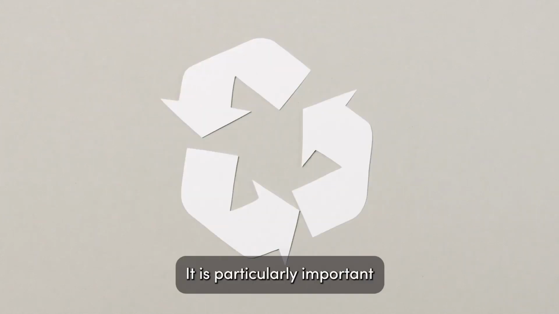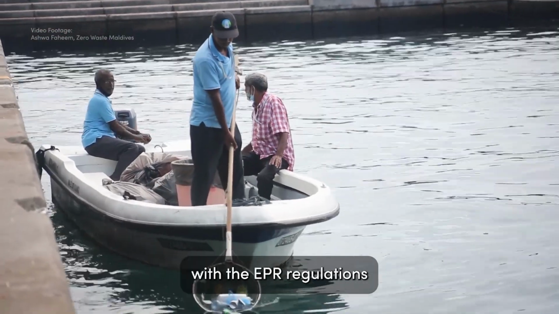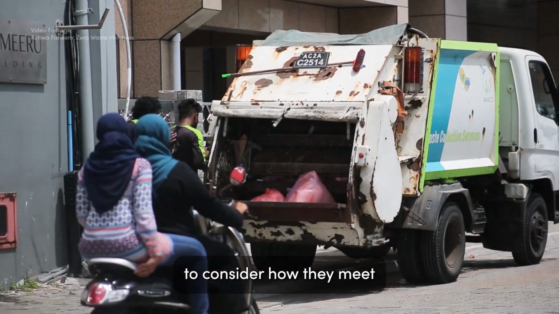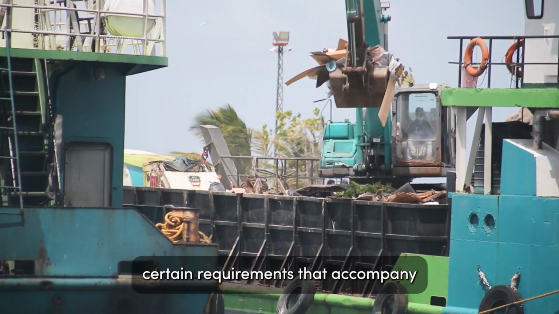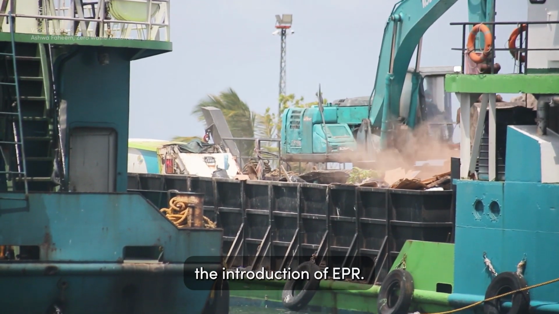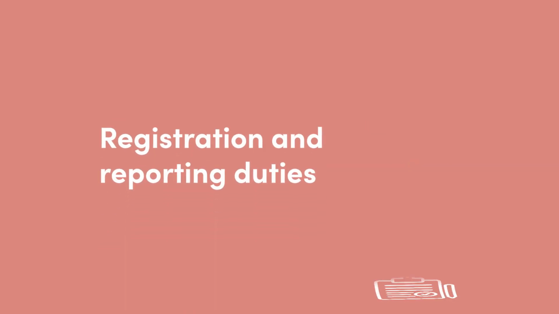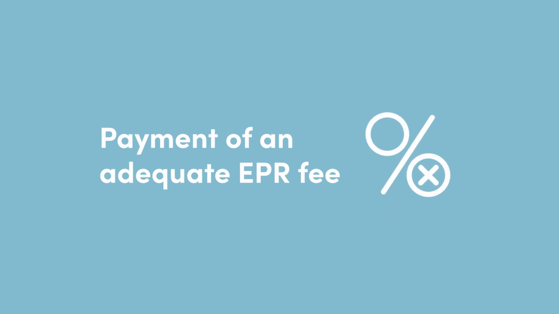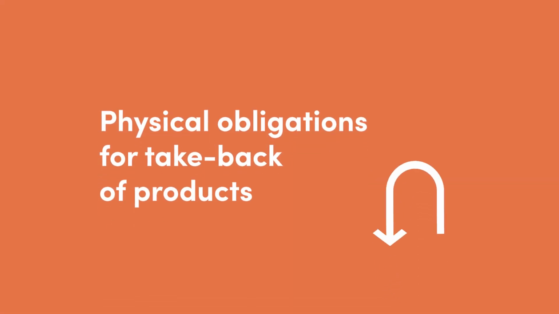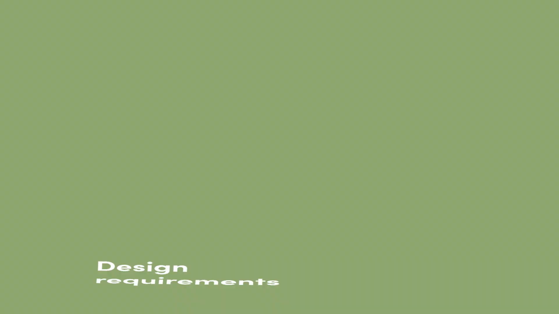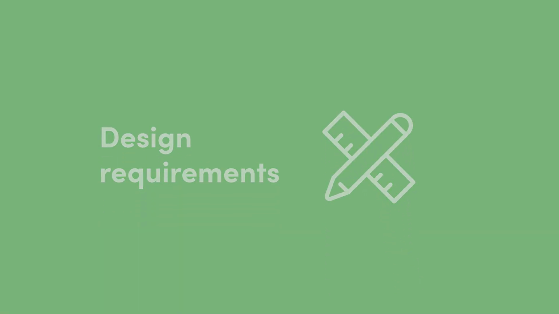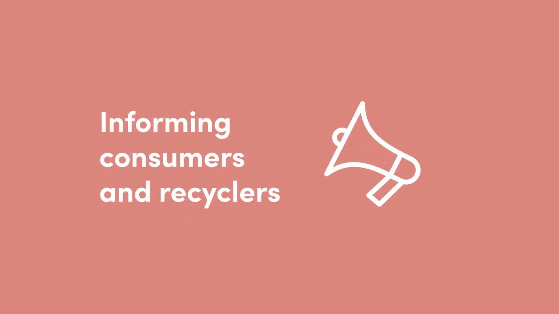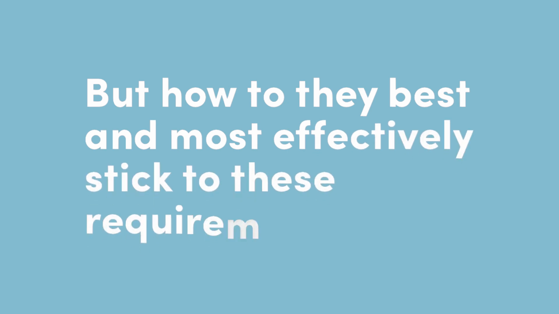It is particularly important for obligated parties that have to comply with the EPR regulations to consider how they meet and manage certain requirements that accompany the introduction of EPR. Examples of these requirements are registration and reporting duties, payment of an adequate EPR fee, physical obligations for take-back of products, design requirements, informing consumers and recyclers. But how do they best and most effectively stick to these requirements?